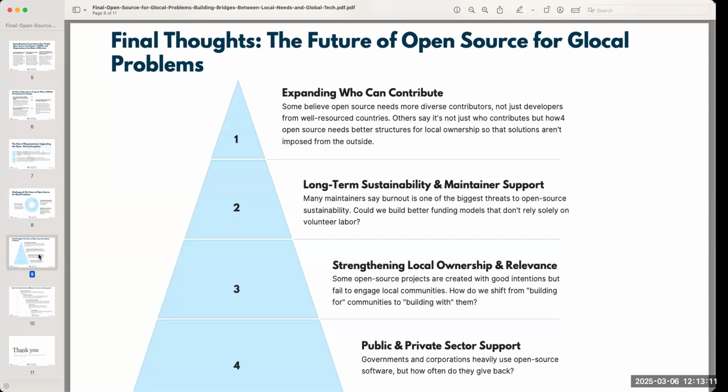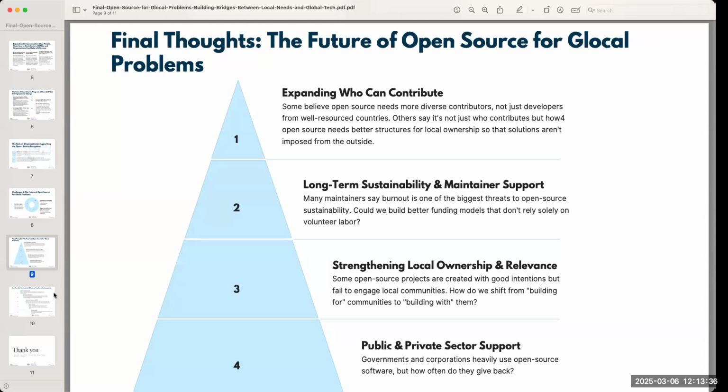Another thing, under expanding who can contribute, I also said before, what if we shifted our mindset to see designers, researchers, community leaders as essential open source contributors? That's one question. Another question is, how about expanding low-tech solutions for areas with limited internet access?